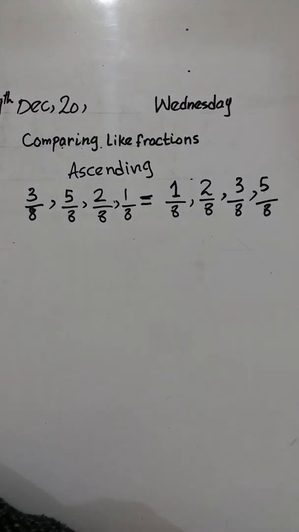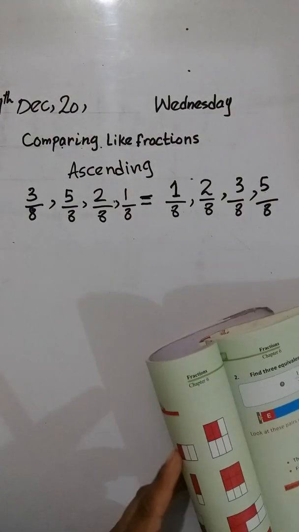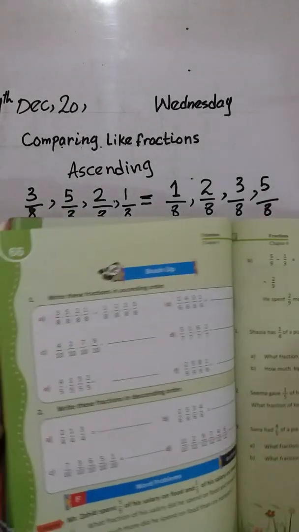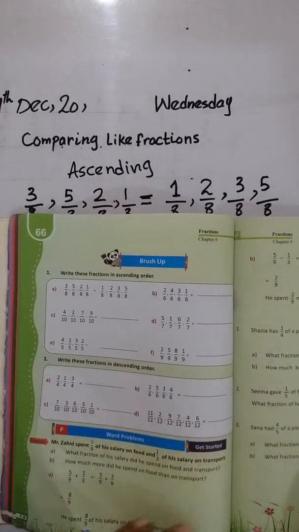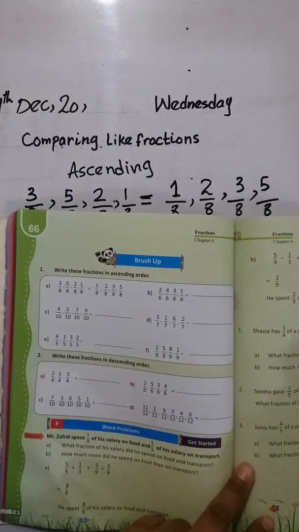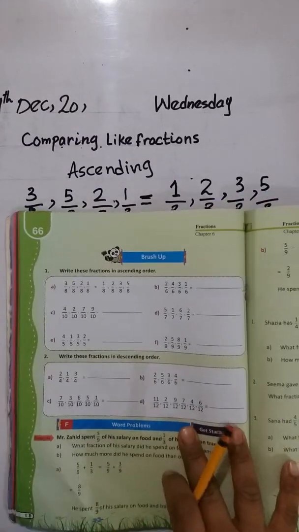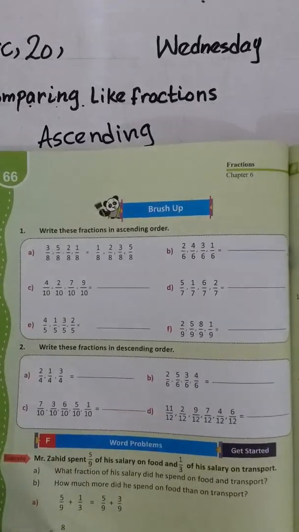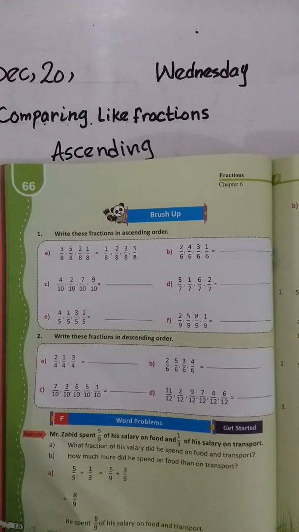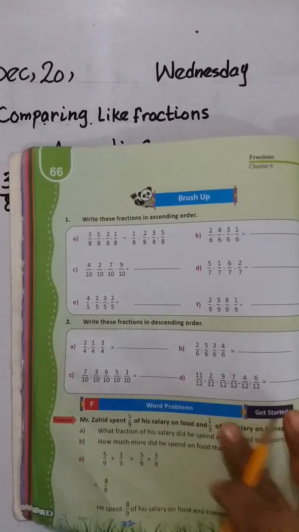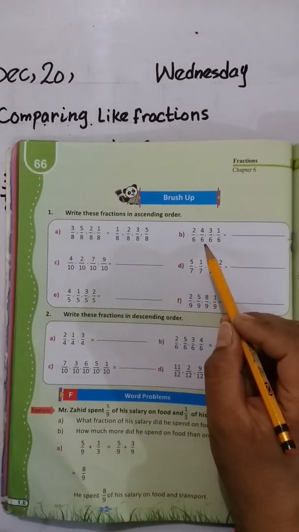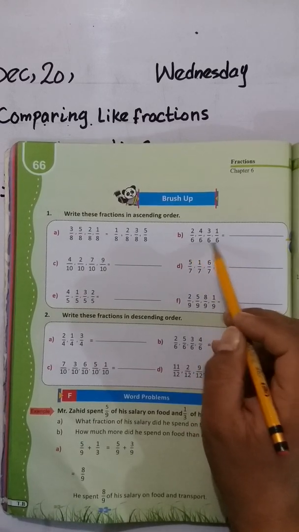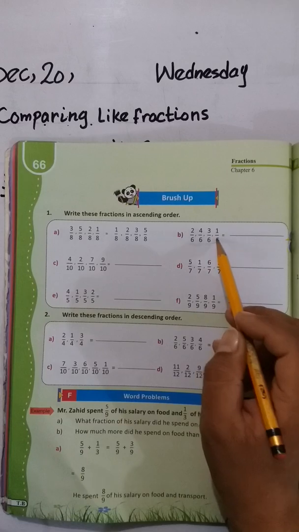So now look at question number 2. Open up your book, page number 66. I already have told you. Second B part, 2 by 6. Let me explain the second part of this page. 2 by 6, 4 by 6, 3 by 6, 1 by 6. All the denominators are the same. So this is again a like fraction.